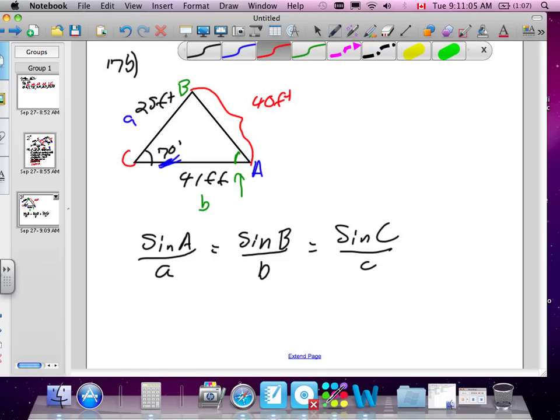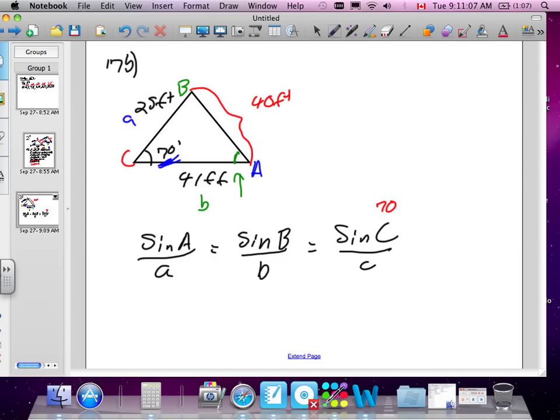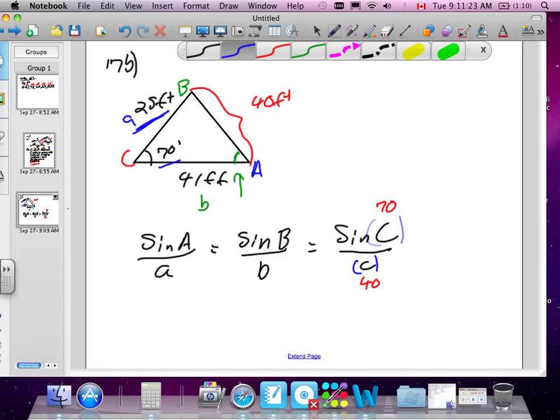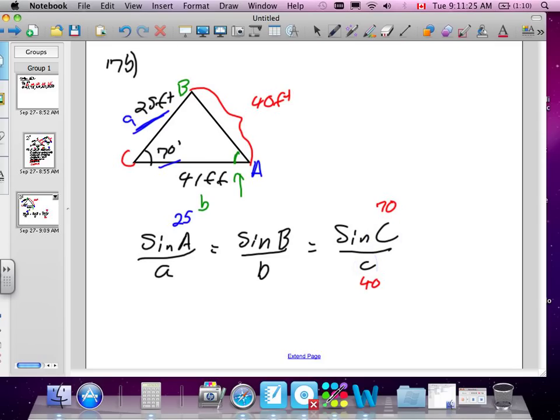And side C's measurement is 40 degrees. I have it written down. So I'm going to replace the capital C, which was 70, and the lowercase c was 40. Side A is 25 feet, so I'm going to be replacing side A with 25. And side B is 41 feet, so replace side B with 41. So I'm replacing these specific variables with the numbers just above and below them. So I'm going to rewrite it now.